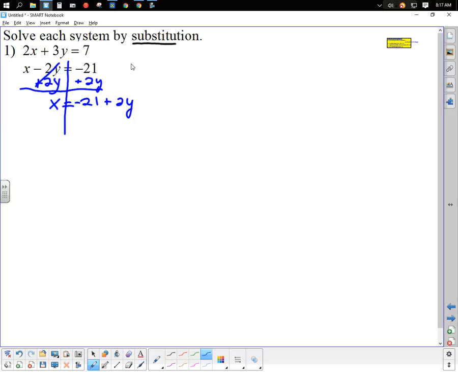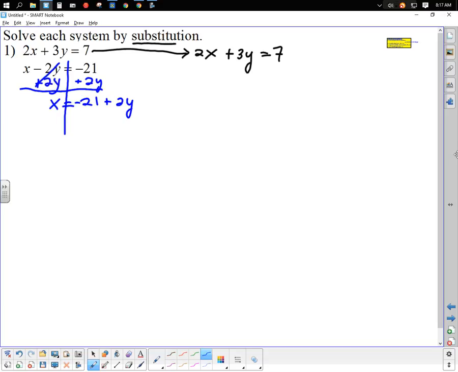Now you take the other equation, and I'm going to put it over here. The only reason I'm moving it is because there's room to work over here. No, I'm sorry, it should be the first equation. Take the first equation and put it over here: 2x plus 3y is equal to 7. Now I'm going to substitute the answer that I got. Wherever I see an x, I'm going to put in negative 21 plus 2y.